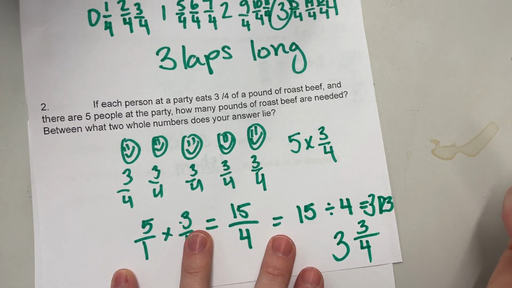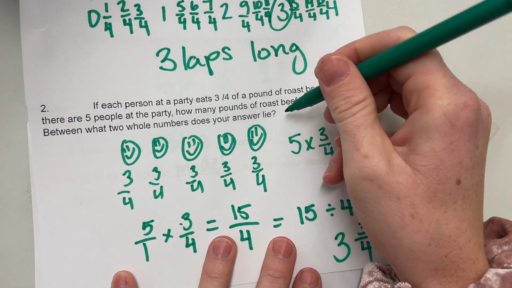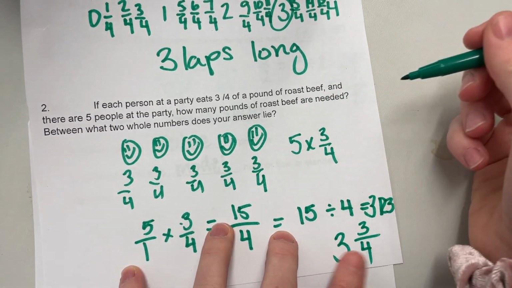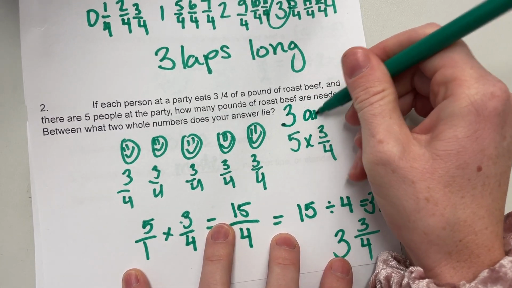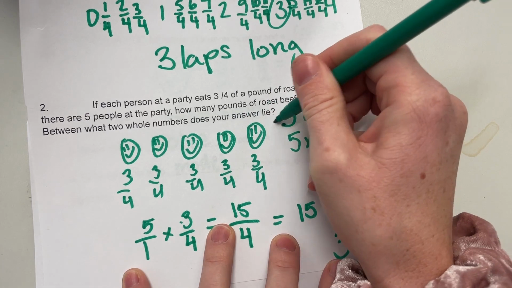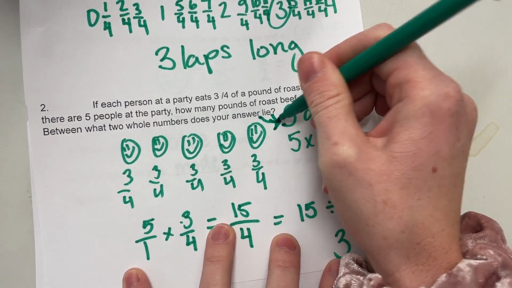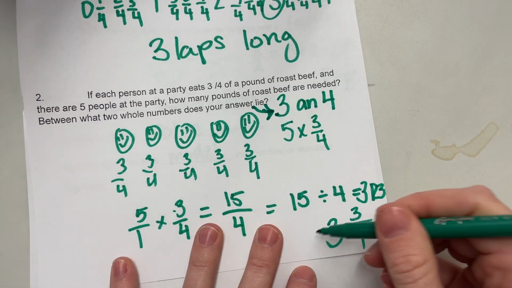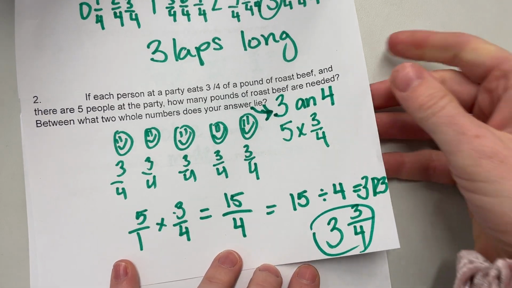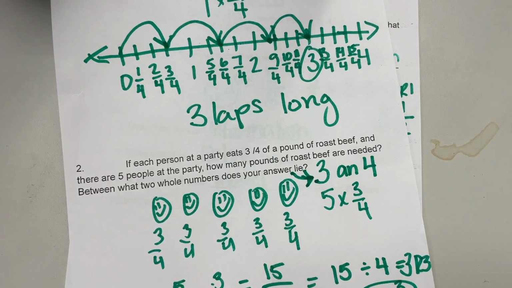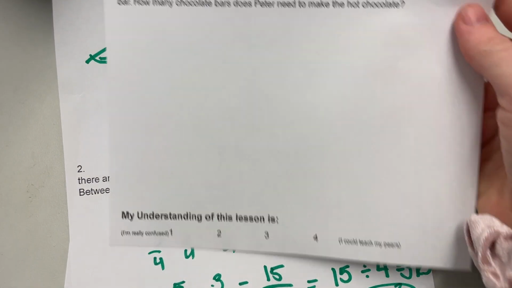What whole numbers does it lie between? It lies between the whole number 3 and the one right above it, between 3 and 4. So for that one, it lies between 3 and 4. So it's a 2-part answer to this one. Okay, you have 2 homework problems, and then rate your understanding.